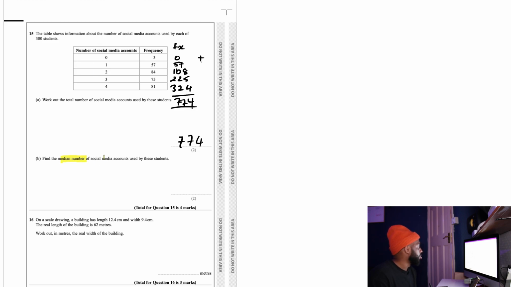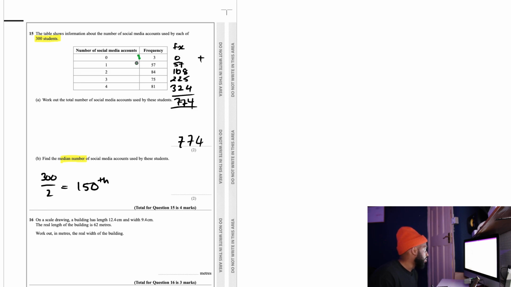Next it says find the median number. So the median number of social media accounts used by these students. So if we go back to the first part of the question, we know there are 300 students. So we're going to divide that by 2, which gives us 150. So we're looking for the 150th student in our data. So if we did a cumulative frequency, the reason we do this is because the median's in the middle. That's why.